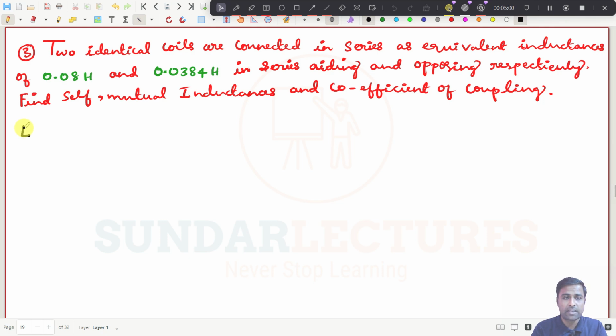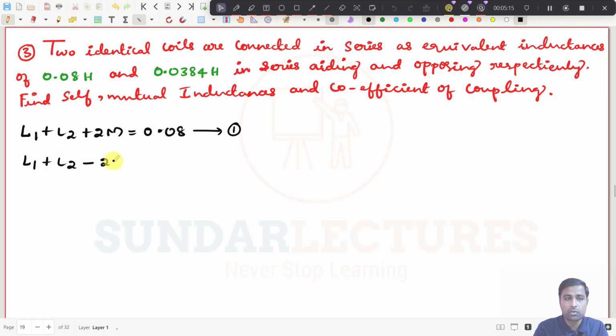So what is the expression? L1 plus L2 plus 2M, series aiding, the value is 0.08 Henry. This is expression number 1. And opposing, it is L1 plus L2 minus 2M, which is equal to 0.0384. This is expression number 2. You need to find the value of L1, L2, the value of mutual inductance, and also the value of K. All these things you need to find, right?